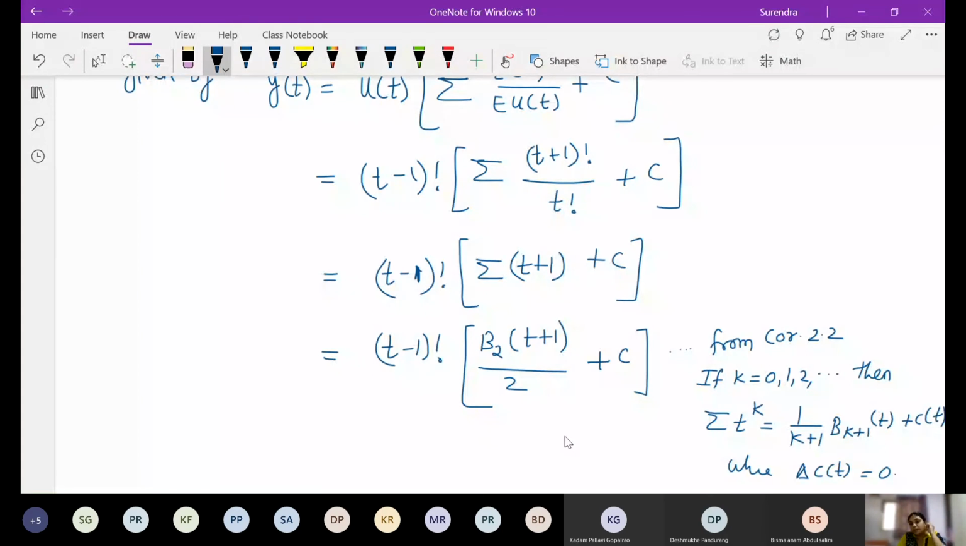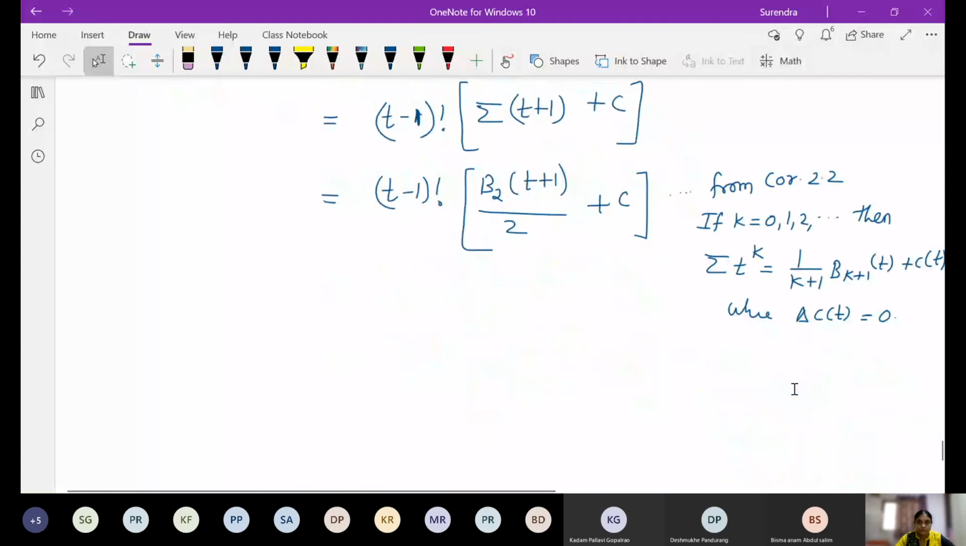This is my corollary 2.2. So using that, what is t plus 1 raised to k? It is 1 upon k plus 1 bk plus 1 of t plus 1. And now here k is my 1. So 1 upon 2 b2 of t plus 1. Same thing I have written here, b2 t plus 1 divided by 2. Is that okay? Yes, ma'am.